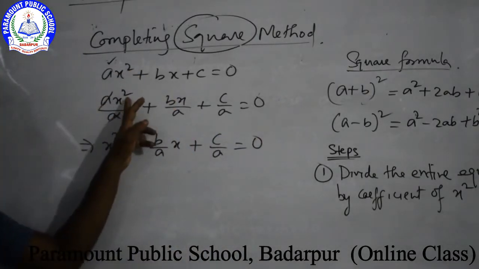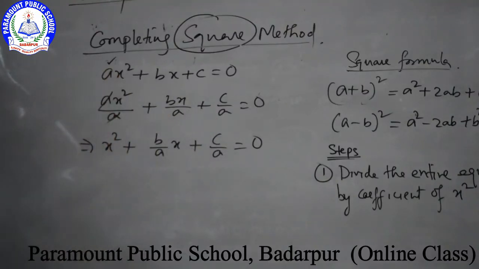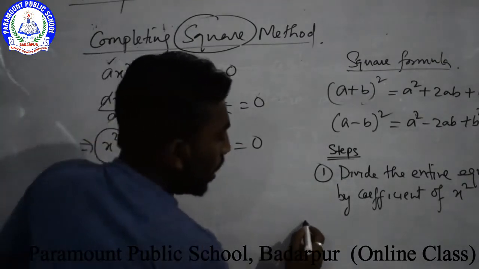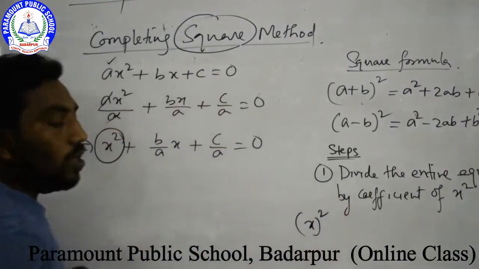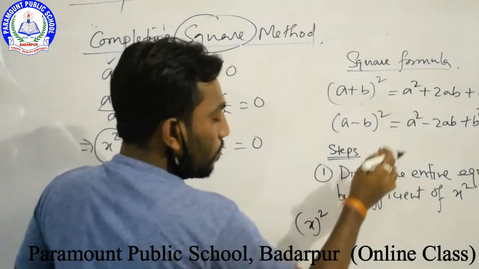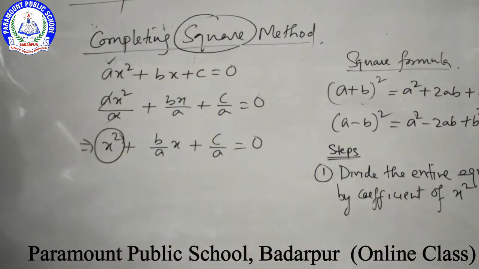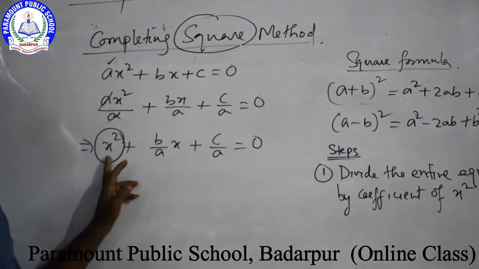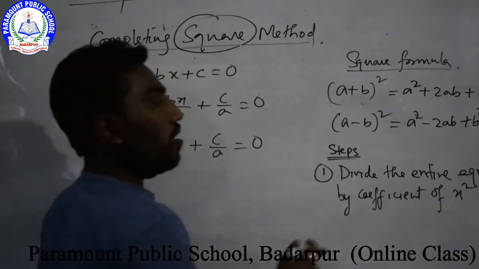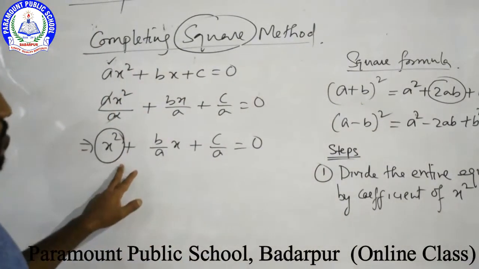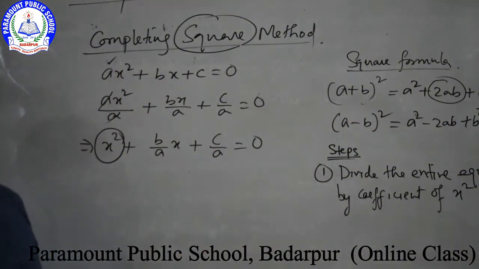Why are we dividing the entire equation by the coefficient of x square? Because here you can see we are getting x square. So directly we can write x square as x whole square. So we are getting one of the terms from this equation. Now, our second aim is to identify which is our 2ab. Meaning from here, which one will follow the 2ab form.